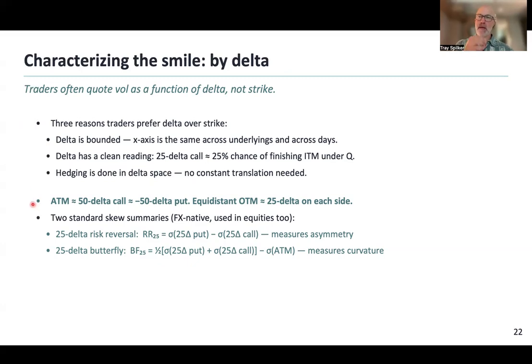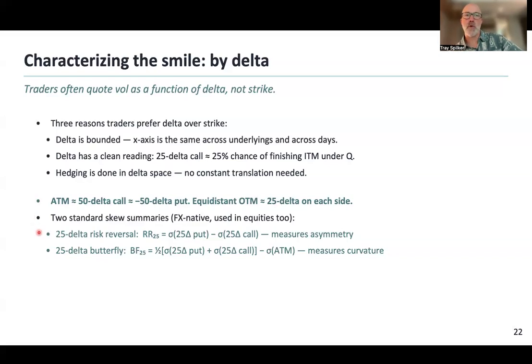Now, the convention here, as a reminder, is that a 50 delta call is equal to a -50 delta put option, right? And so, as a reminder, the 25 delta put and 25 delta call are roughly equidistant from the at-the-money option, or equidistant in moneyness. Now, there are two standard skew summaries that traders use.